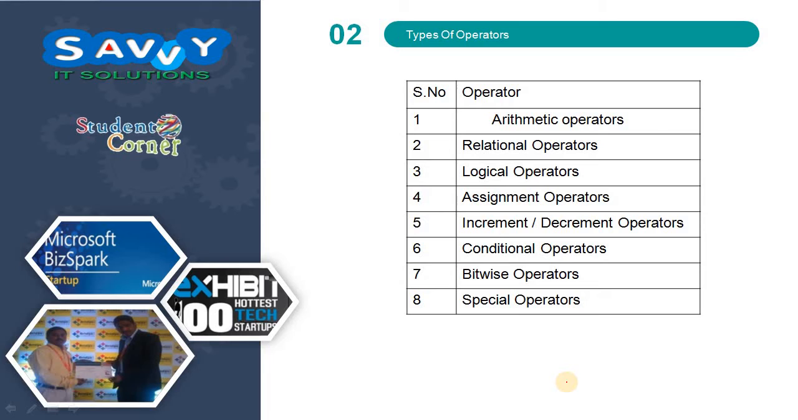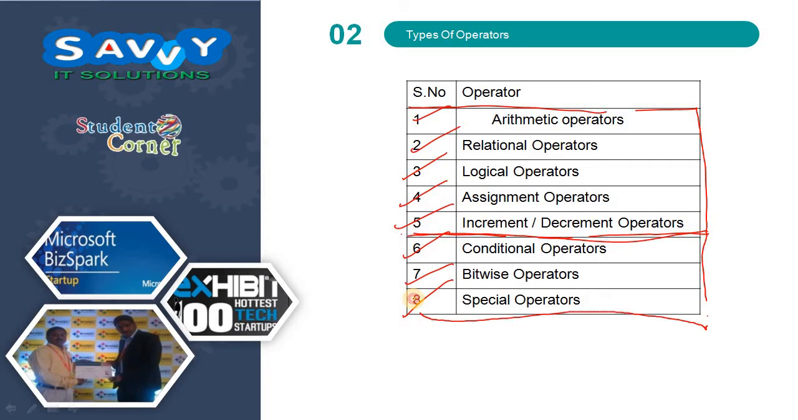Types of operators. The operators are classified into eight categories: arithmetic operators, relational operators, logical operators, assignment operators, increment and decrement operators, conditional operator, bitwise operator, and special operator. Up to five operators we are learning in this video. The remaining three operators are learned in the next video itself.